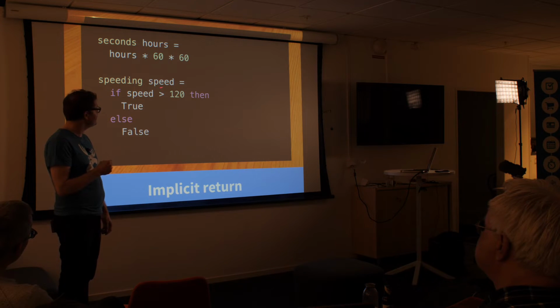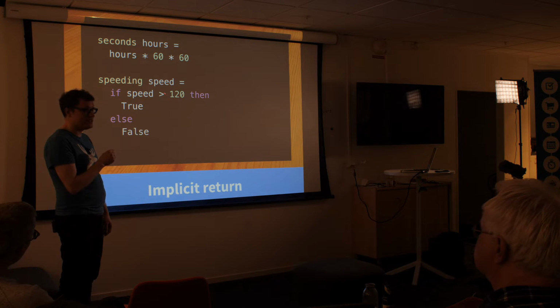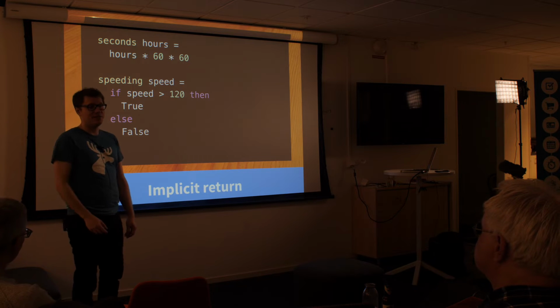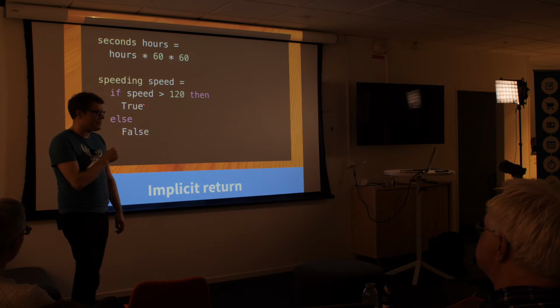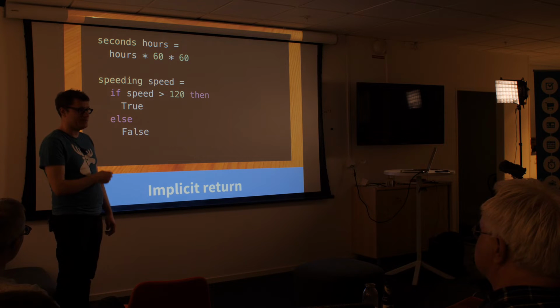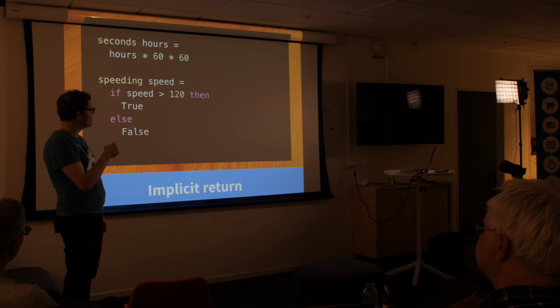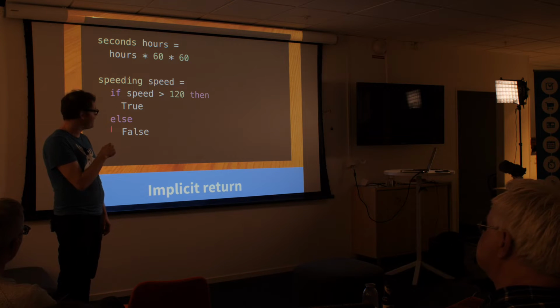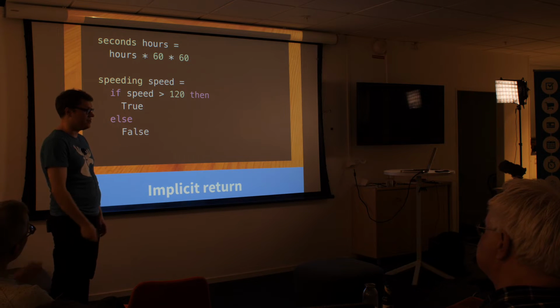Here's a slightly more advanced function, speeding. Takes one argument, speed. And then we have an if statement. If speed is above 120, which is the speed limit on some places on the highway here in Sweden. If it's above 120 kilometers per hour, then return true, else return false. And when you're having an if statement in Elm, you need to have an else as well. Because the purpose of this function is to return something. You can't skip the else. You have to specify what's going to be returned if this expression is not true.